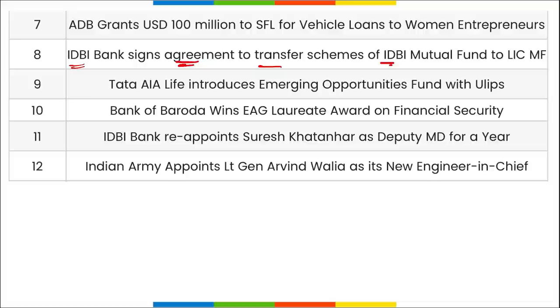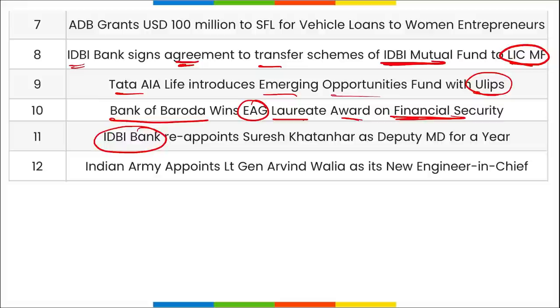Tata AIA Life introduced Emerging Opportunity Fund with ULIPs. Bank of Baroda has won the EAG Laureate Award on Financial Security. IDBI Bank has reappointed Suresh Khatanhar as the Deputy Managing Director for another one year. Then the Indian Army has appointed Lieutenant General Arvind Walia as the new Engineer-in-Chief.